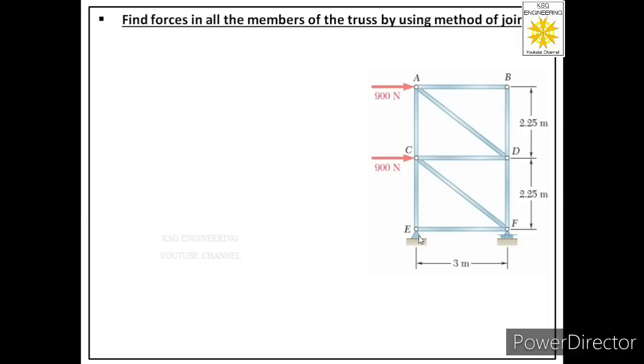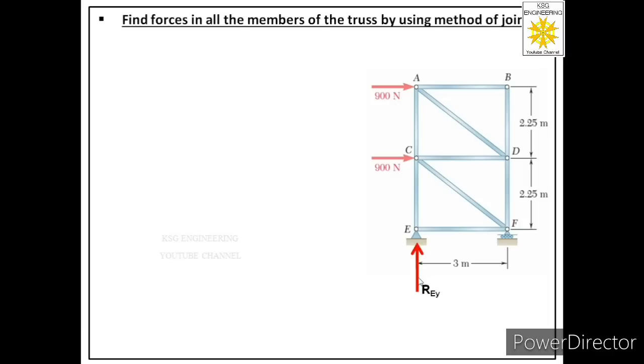We know pin support provides two types of constraints. It provides one reaction normal to its surface and other reaction acts along its surface. Roller support provides only one reaction which acts normal to its surface. So let us label these reactions in the next step.